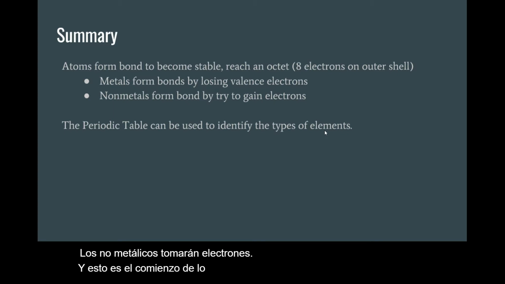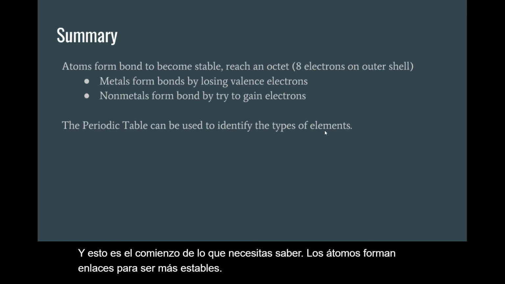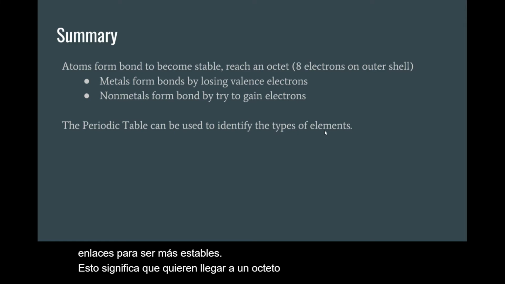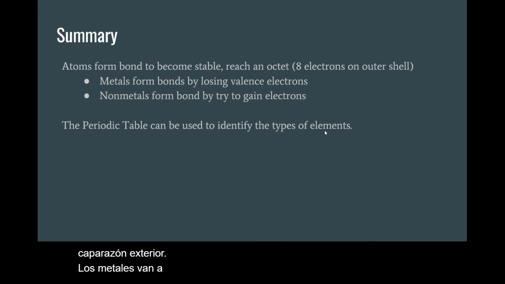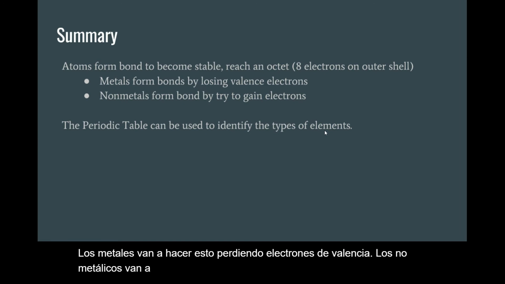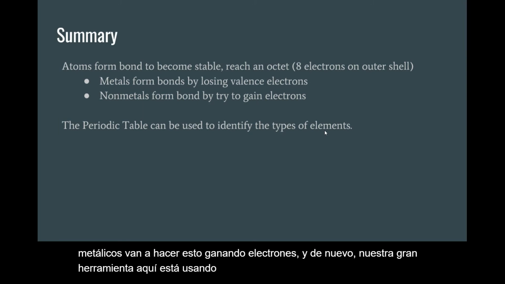And this is the beginning of what you need to know. Atoms form bonds to become more stable. This means they want to reach an octet, to have 8 electrons in their outer shell. Metals are going to do this by losing valence electrons. Nonmetals are going to do this by gaining electrons. And again, our big tool here is using the periodic table to identify the type of elements.